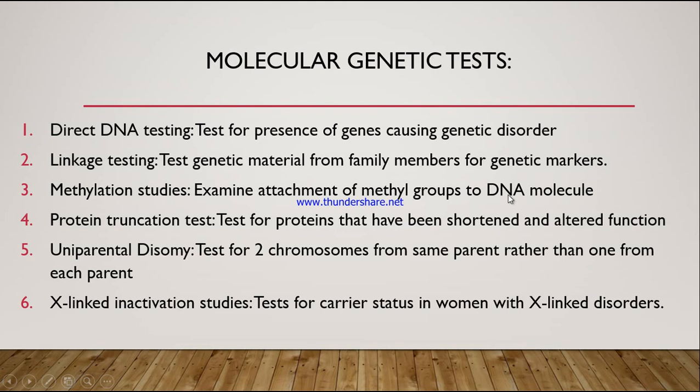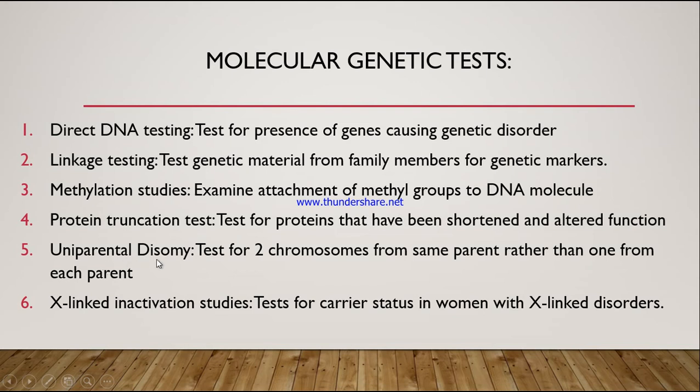So this test will help us to identify or examine whether there is any attachment of a methyl group to the DNA molecule. Next test is the protein truncation test. It tests for proteins that have been shortened and have altered function. So we are trying to find out whether the proteins are being shortened, whether the proteins have altered function. With the help of this test we can identify that.